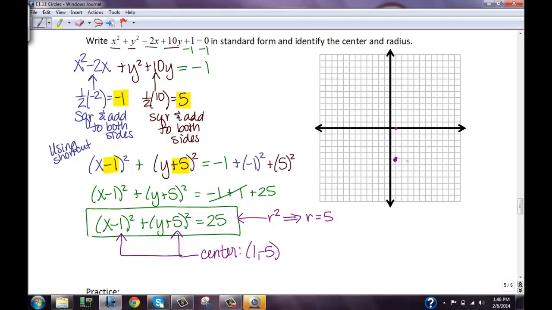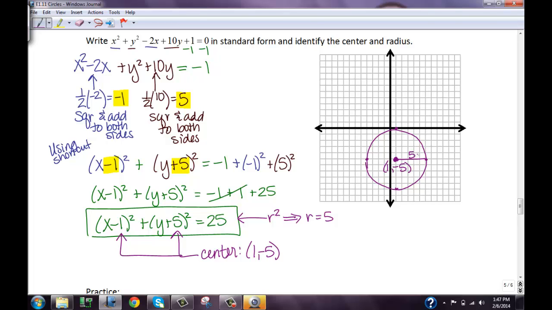So 5, 5. One, two, three, four. I guess that's 5. Then look right. Okay, so then I just draw my circle. Okay, and then I'm going to go ahead and label my center and my radius. So my center here was 1, negative 5, and my radius was 5.